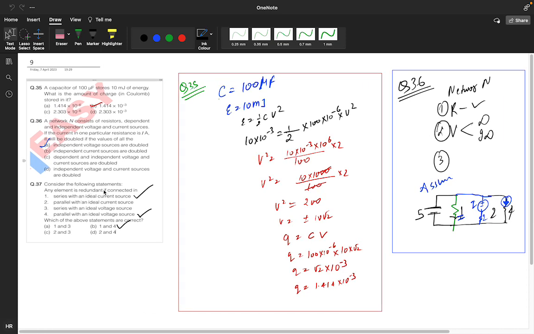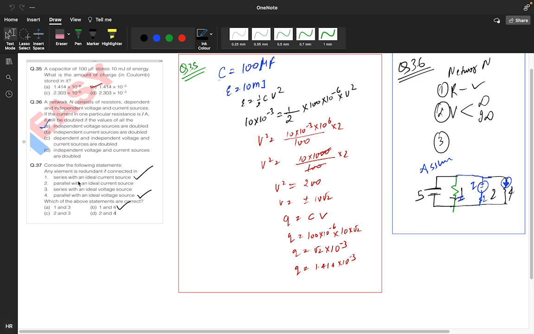Consider the following statements on redundancy; that part I had written in your theory. I told you in the theory part that a resistor in series with an ideal current source is redundant, because we know the current across the series element. And a resistor in parallel with an ideal voltage source is also redundant, because we know the same voltage will occur across it.